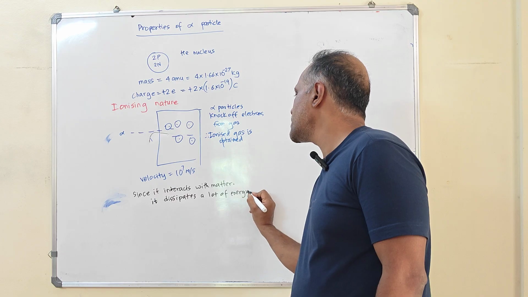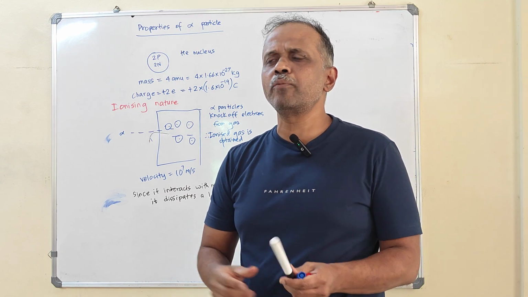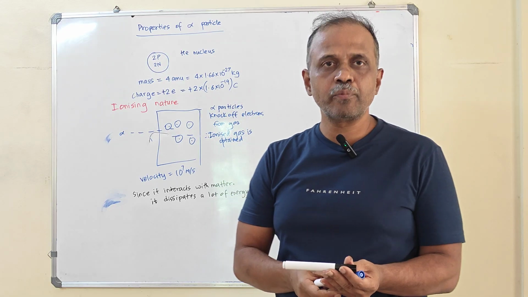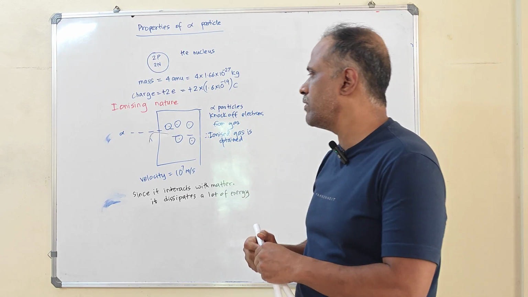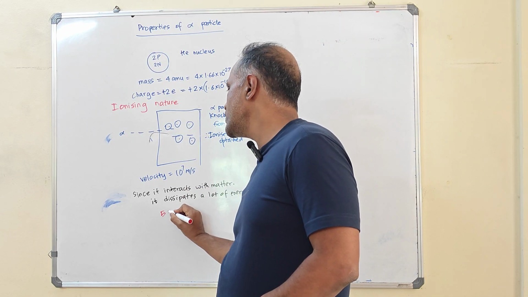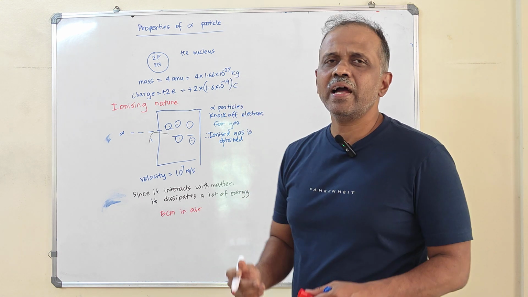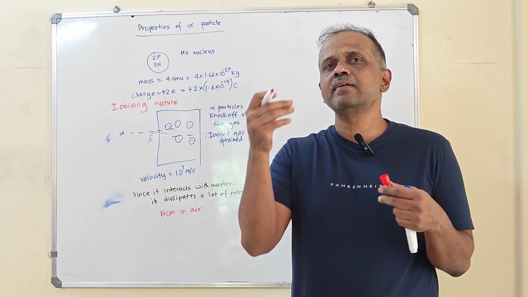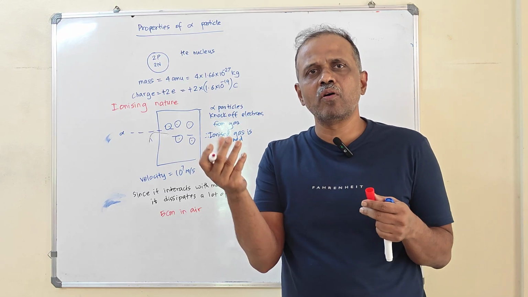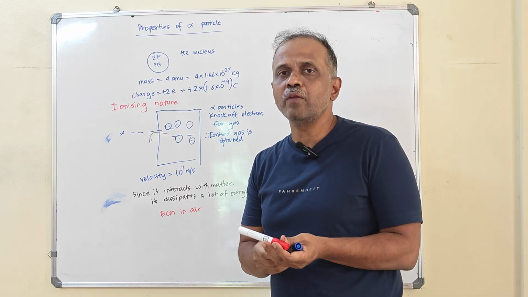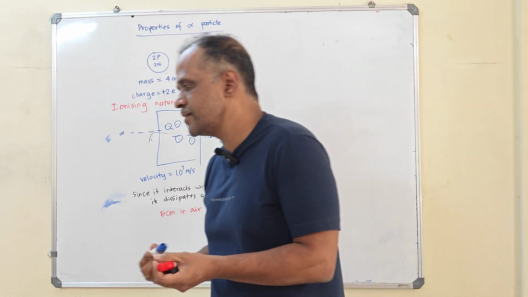So normally what happens is, alpha particles can move up to a distance of only 5 centimeters in open air. Their travel is up to 5 centimeters in air, and they cannot penetrate a thin sheet of cardboard or a thick sheet of paper. So the penetrating power of alpha particle is also very less.